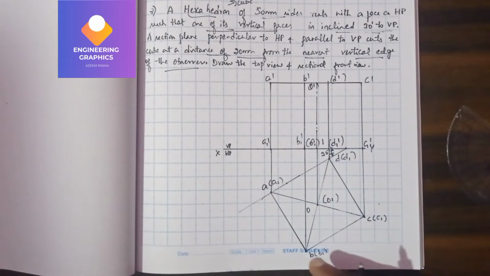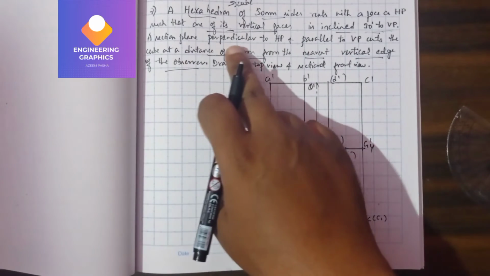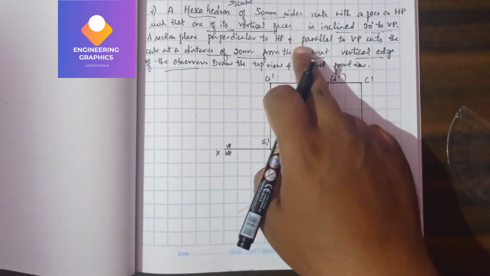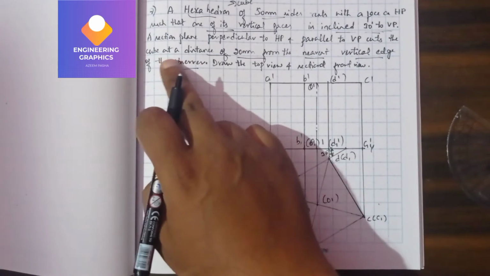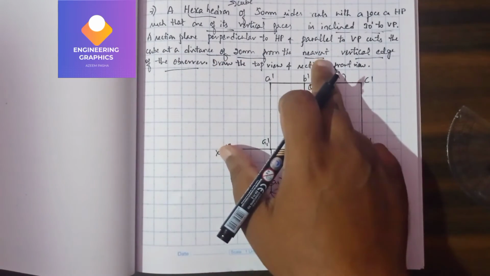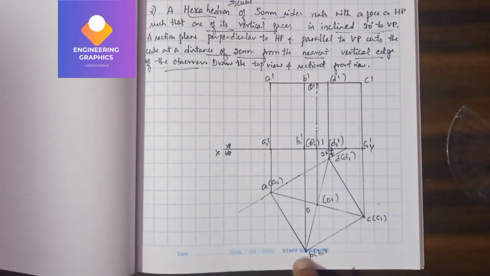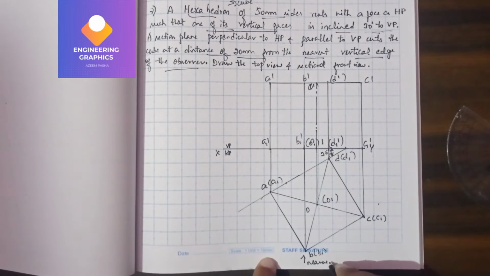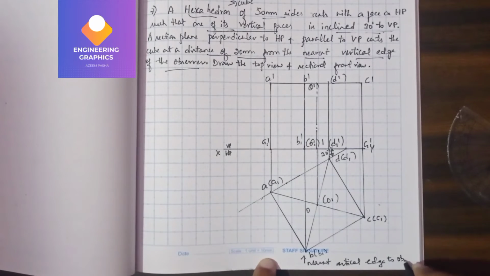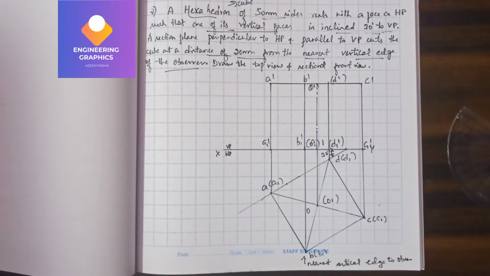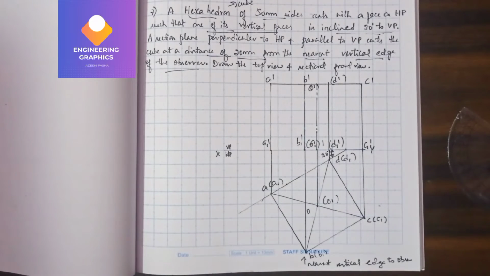Now we can see here the section plane has to be cut. You can see here a section plane perpendicular to HP and parallel to VP cuts the cube at a distance of 20 mm from the nearest vertical edge. So the nearest vertical edge is this, the nearest vertical edge to the observer. So we have to cut a section plane at a distance of 20 mm from that.